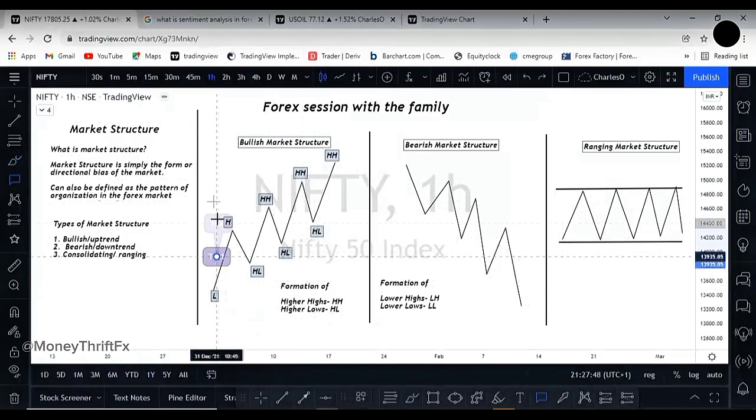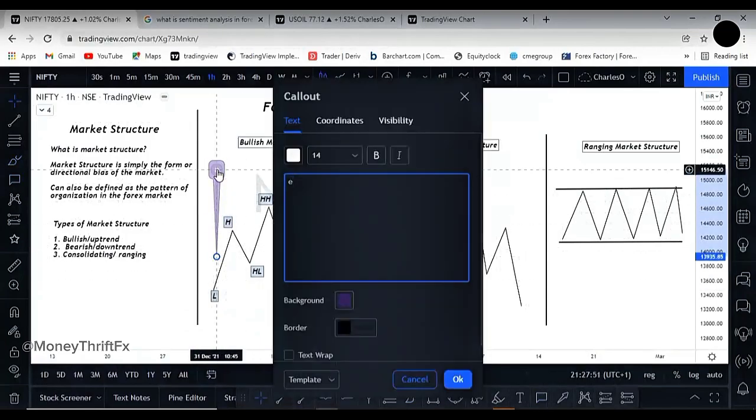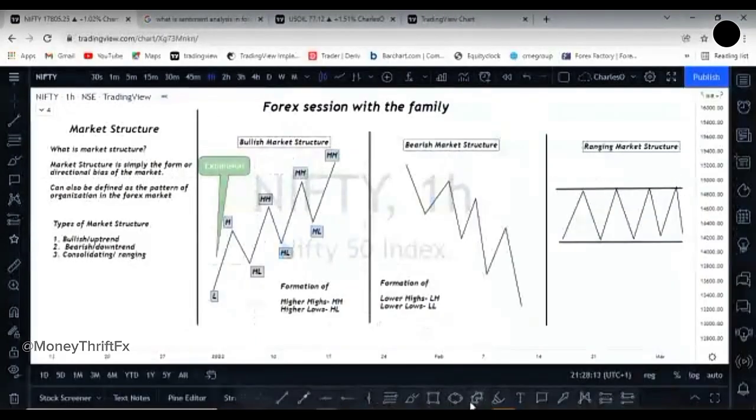We have expansion, and then we have what? This leg is called what?